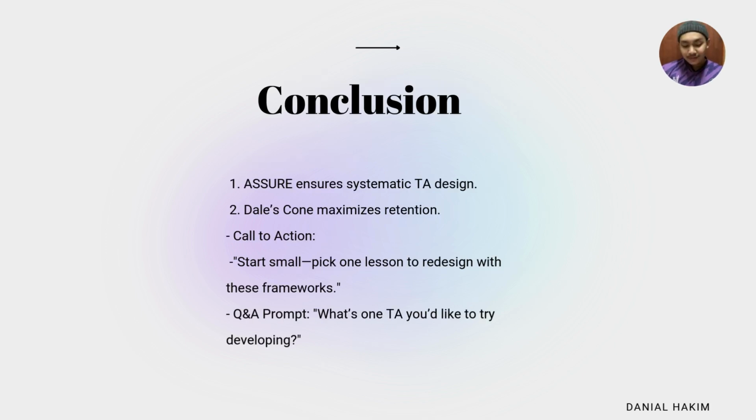For the conclusion, first, it ensures systematic teaching aids design. Second, Dale's Cone maximizes retention. For example, call to action: start small, pick one lesson to redesign with these frameworks. And the last one is Q&A prompt: what's one teaching aid you would like to try developing?